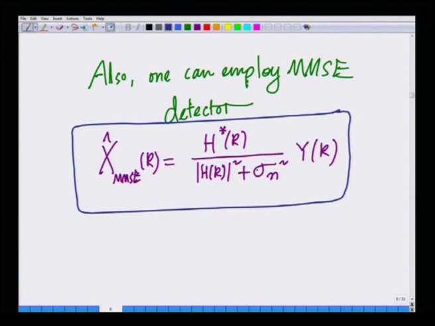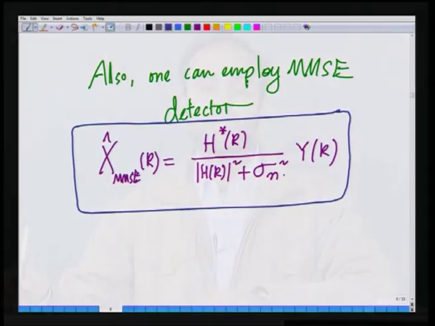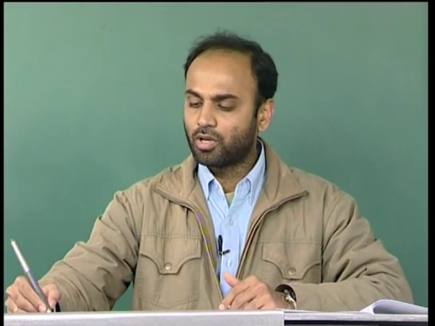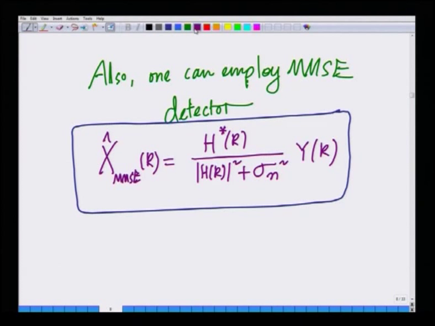Now, you can see at high SNR it reduces to h conjugate k divided by mod h k square, which is nothing but 1 over h k. At low SNR this is simply h conjugate k divided by sigma n square, which is nothing but the matched filter. Hence, this is again the same thing as we have seen in the case of MIMO. So this is optimal at both high SNR and low SNR and does not result in noise enhancement. This we have already said is the MMSE receiver.